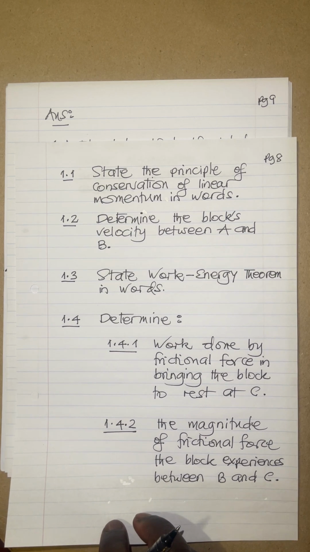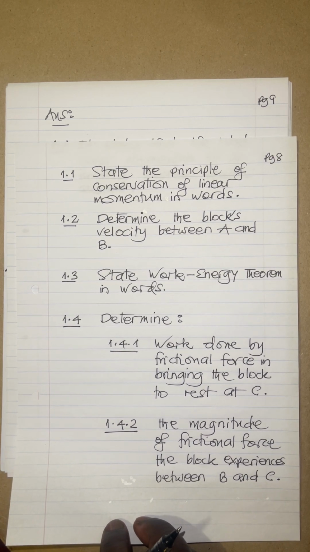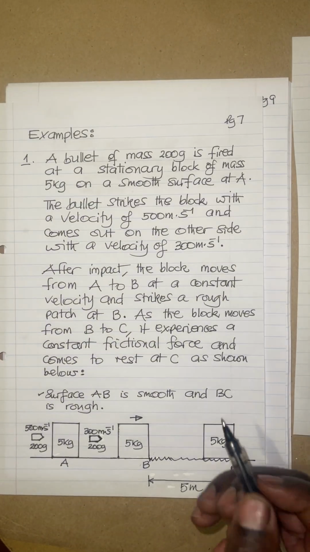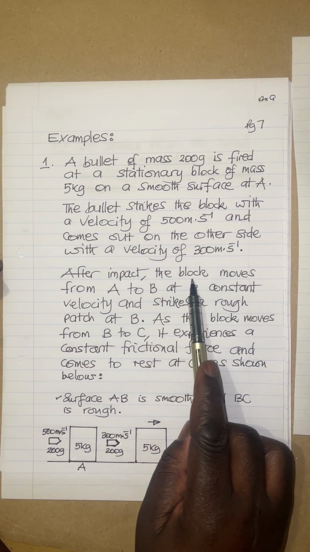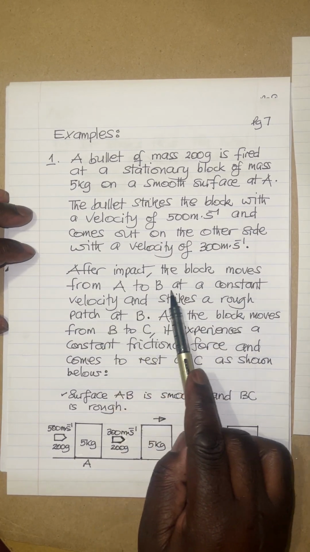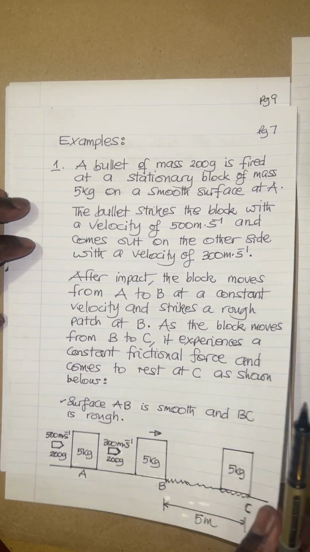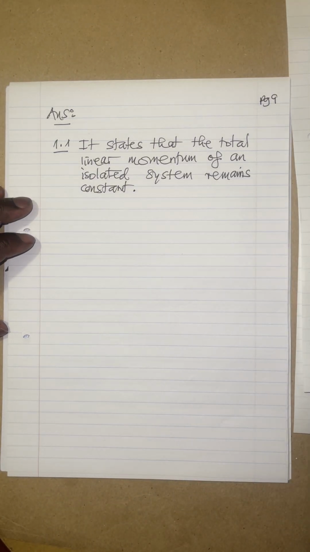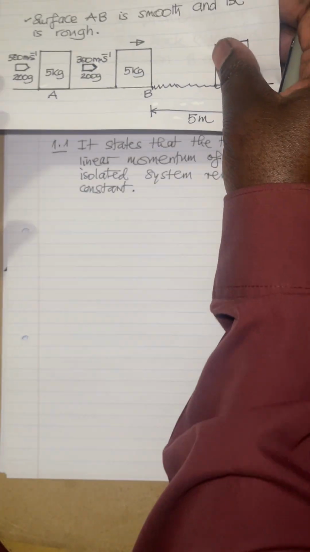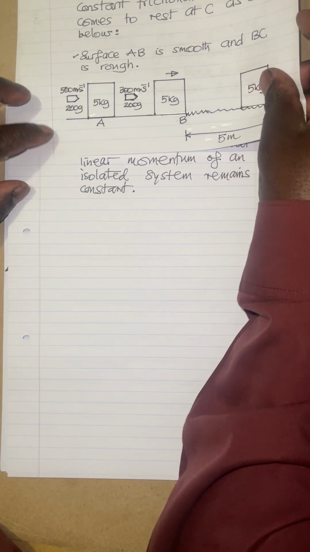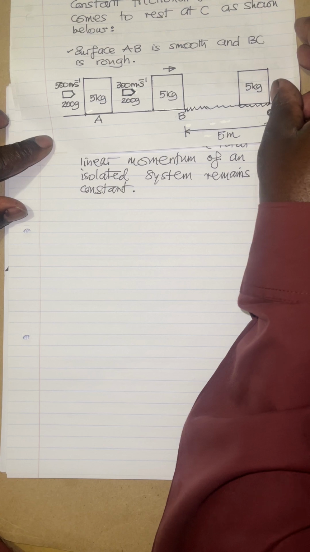Number 1.2 says determine the block's velocity between A and B. Remember, the question says between A and B, it moves at a constant velocity here. After impact, the block moves from A to B at a constant velocity. All right, so now we're going to look at conservation of linear momentum.